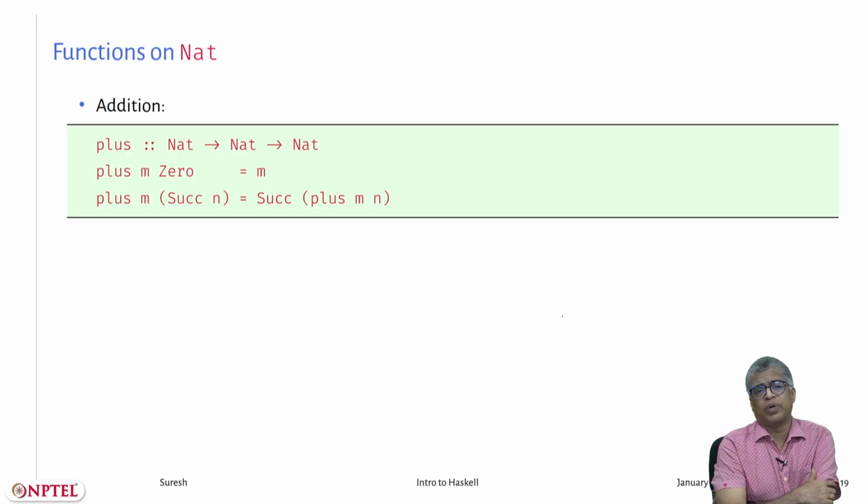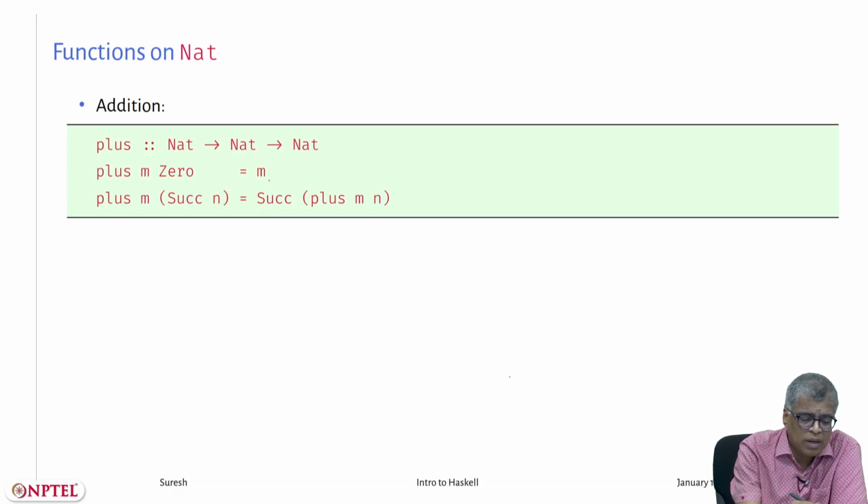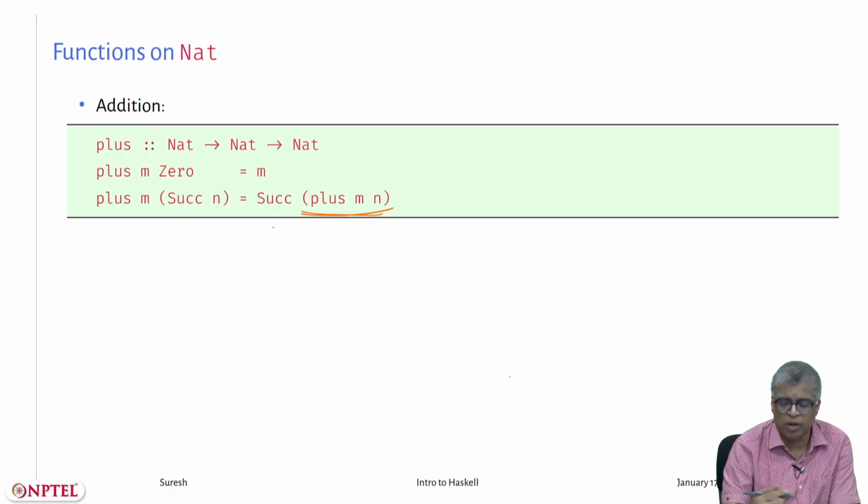Plus m 0, you can do recursion on the second argument. Plus m 0 is m, plus m of successor of n is successor of plus m n. Note that in the recursive call, this plus is being applied on m and n, which are smaller arguments, right? In the definition, plus is being defined on m and successor of n, and the definition involves the application of plus on m and n. Okay, so that's a proper recursion.